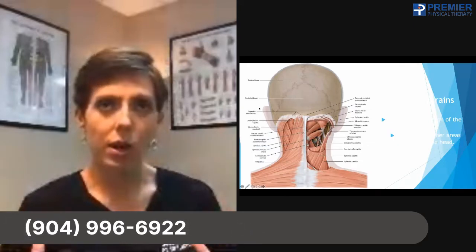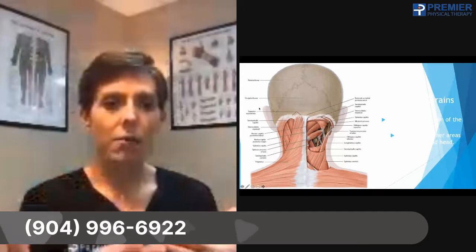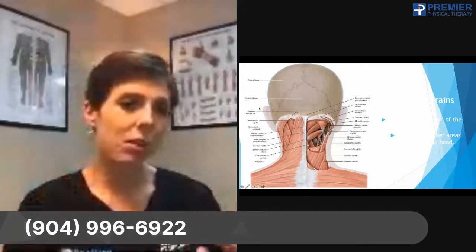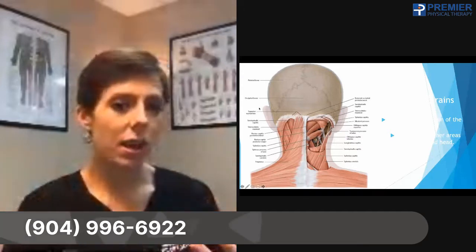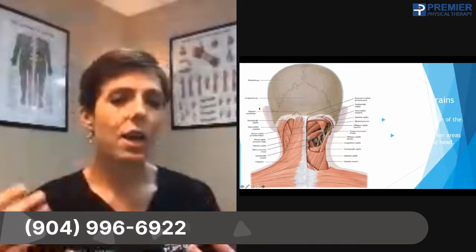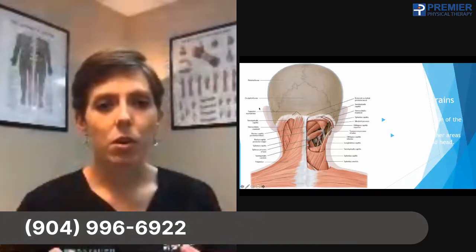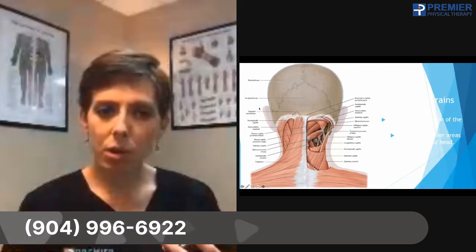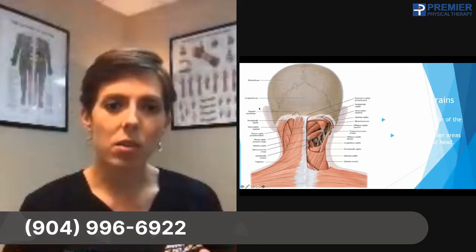Now, when we talk about sprains and strains, okay, here's a picture of the back of the neck, and this is where we've got layers here. On one side of the neck, we've got the more superficial layers. On the other side of the neck, we've cut away the superficial layers. You can see those deeper layers.